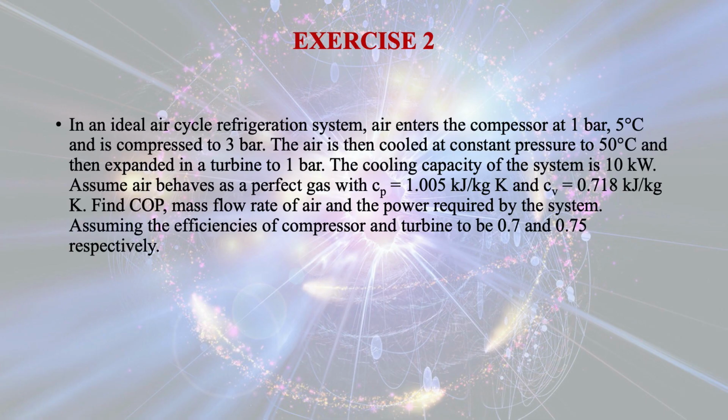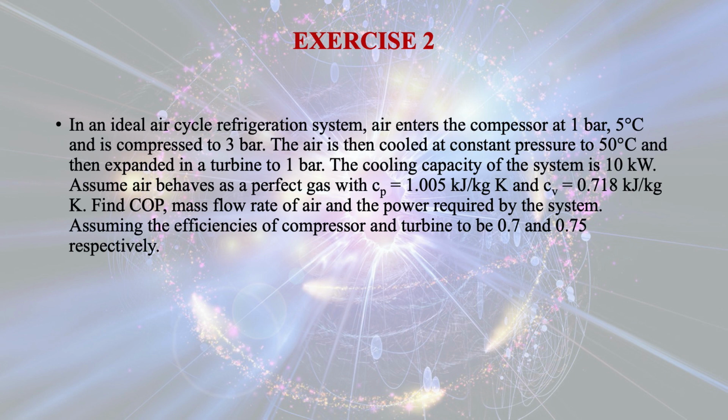So this is another very interesting numerical, that is exercise 2. In an ideal air cycle refrigeration system, air enters the compressor at 1 bar and 5 degrees centigrade and is compressed to 3 bar. The air is then cooled at constant pressure to 50 degrees centigrade and then expanded in a turbine to 1 bar. The cooling capacity of the system is 10 kilowatt. Assume air behaves as a perfect gas with Cp equal to 1.005 kilojoule per kg K.